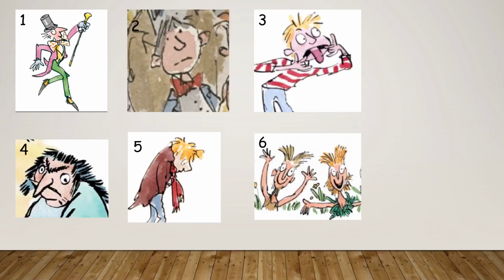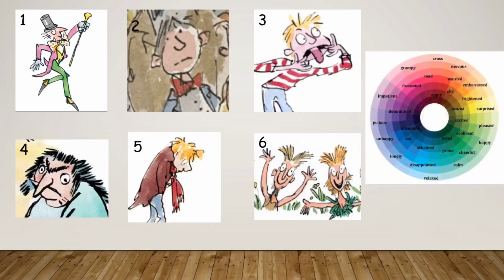Here are some of the characters that Quentin Blake has drawn for different books, using his simple lines but really portraying, that means showing, lots of different emotions. How do you think each character is feeling and why? You can pause this video here to discuss and use the wheel to help you with the emotions vocabulary. If you've paused the video, welcome back. If you haven't, we can discuss it together.